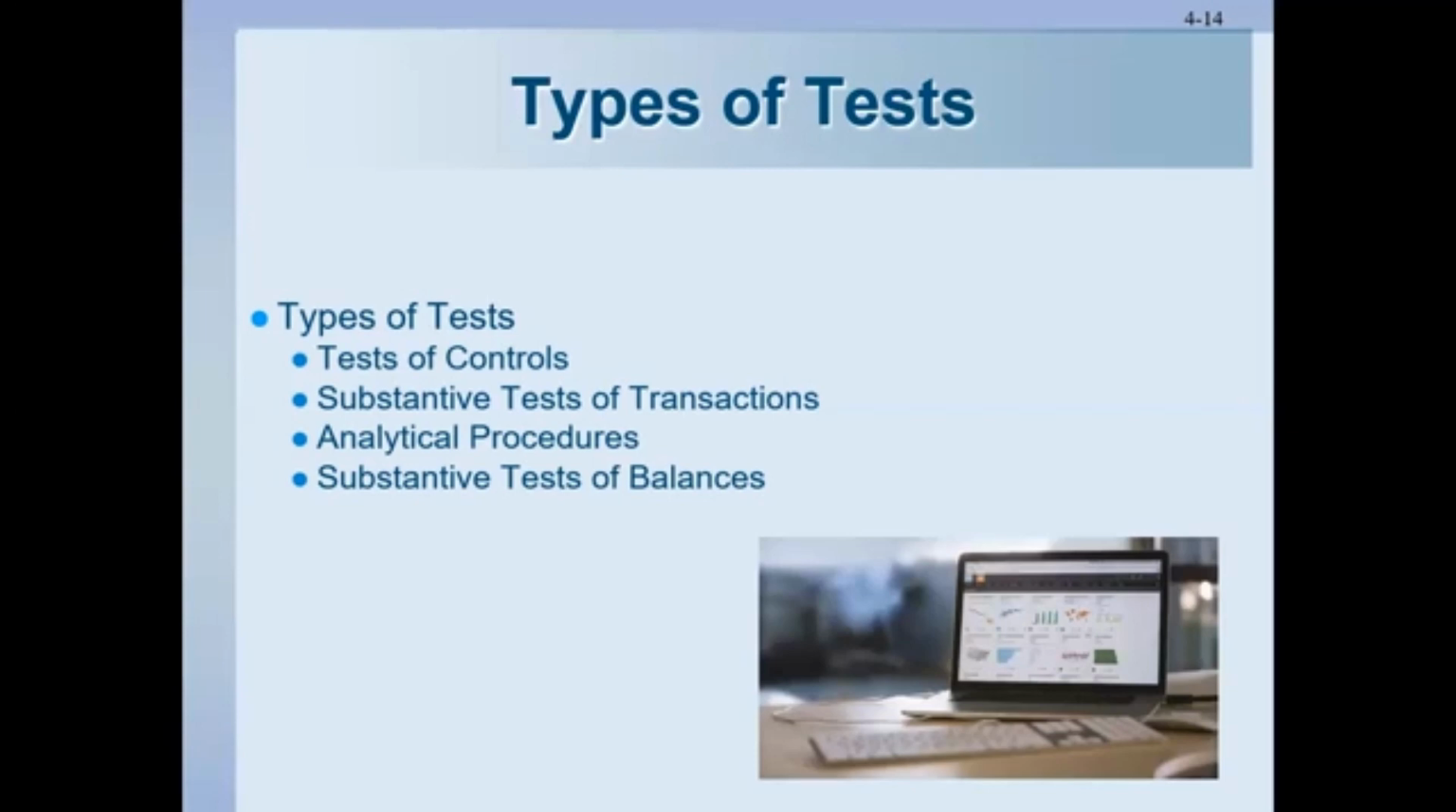According to our textbook, substantive tests of balances, or simply tests of balances, provide evidence as to the correctness of account balances. Examples of these tests include confirmations of cash and bank balances and accounts receivable balances, as well as the comparison of recorded accounts payable with vendors' monthly statements.